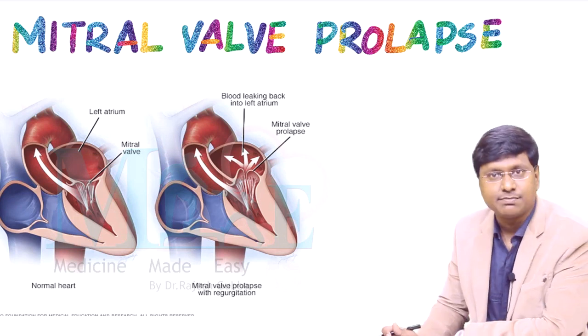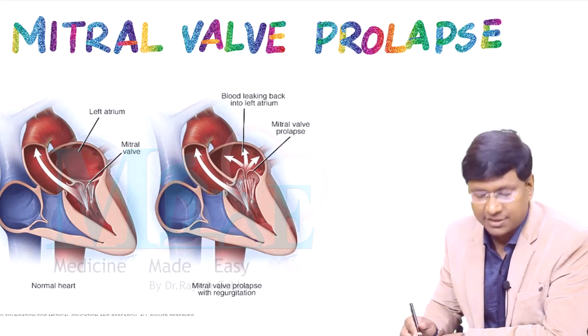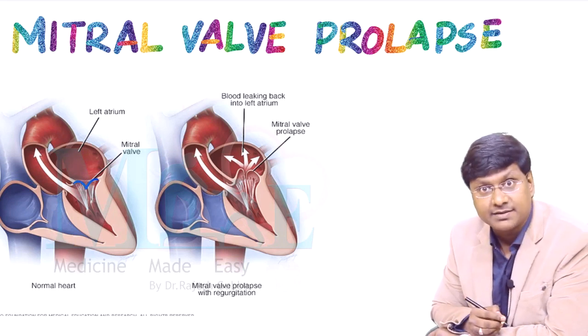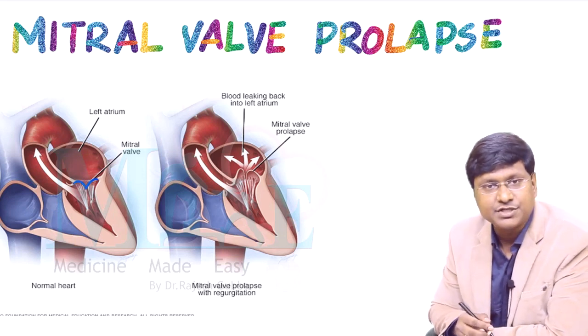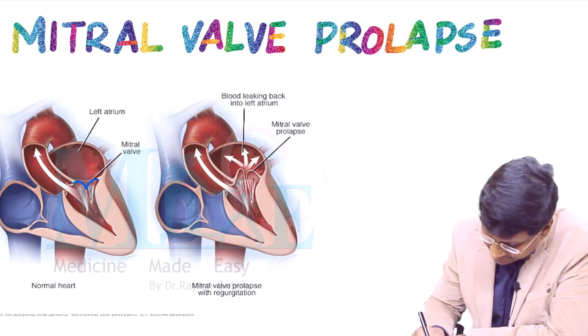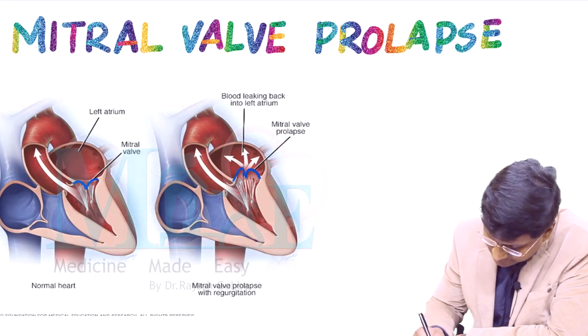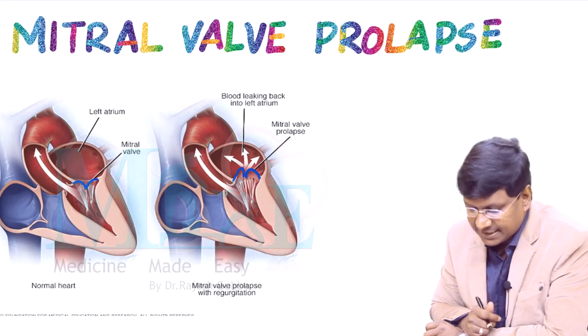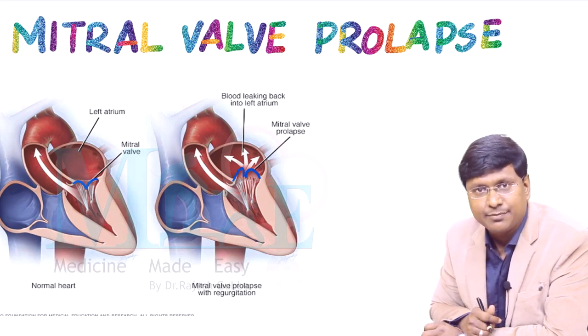Now, what exactly does mitral valve prolapse mean? Remember, this is the normal mitral valve. But in patients with mitral valve prolapse, the mitral valve is prolapsing into the left atrium. That is what is called the mitral valve prolapse.